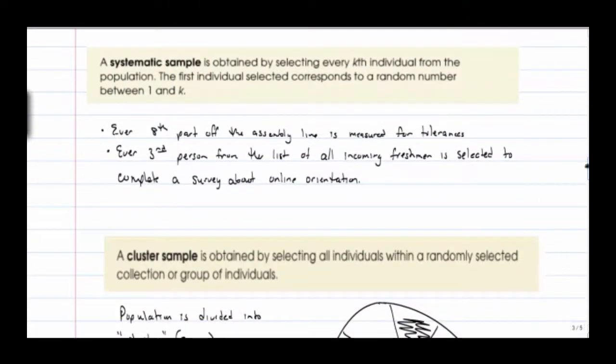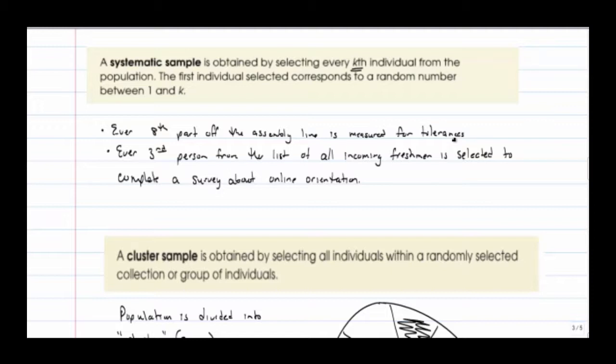All right, a systematic sample is obtained by selecting every kth individual from the population. The first individual selected corresponds to a random number between 1 and k. So if I'm going to select every 8th part off the assembly line to be measured for tolerances, I'm going to randomly select a number between 1 and 8, and that's where I'm going to start. Let's say I selected number 5. Well, then I'm going to choose number 5, and then I'm going to choose the 8th one after that, and then the 8th one after that, and then the 8th one after that.